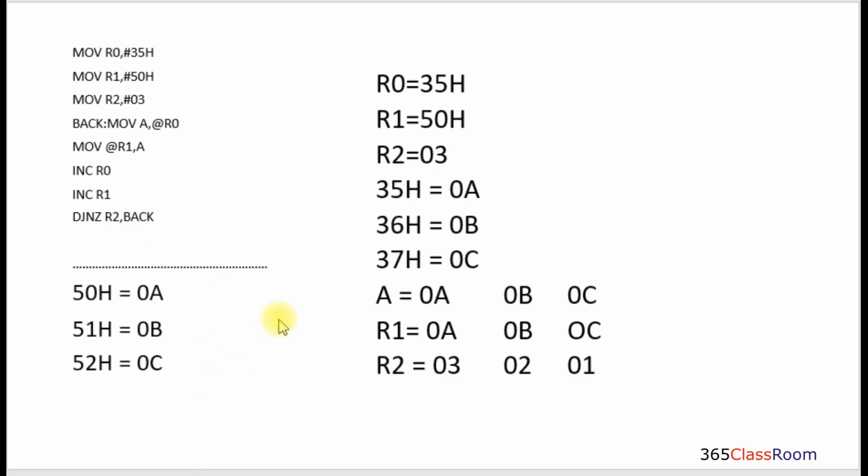So your final result: 50H will have the data 0A, 51H will have the data 0B and 52H will have the data 0C. Hope you have understood this program.